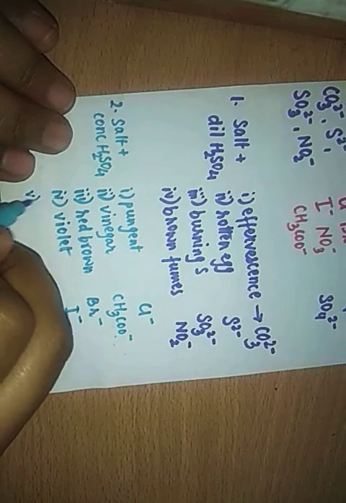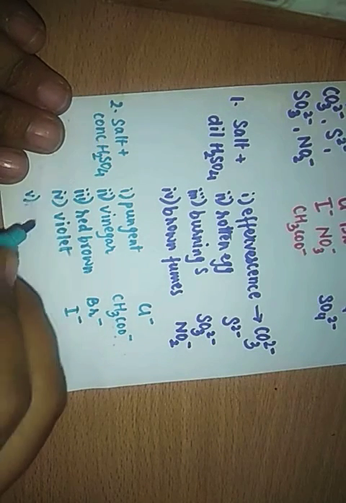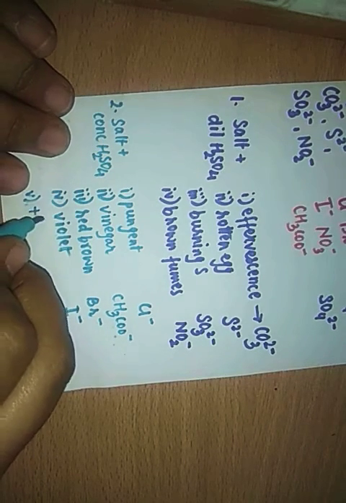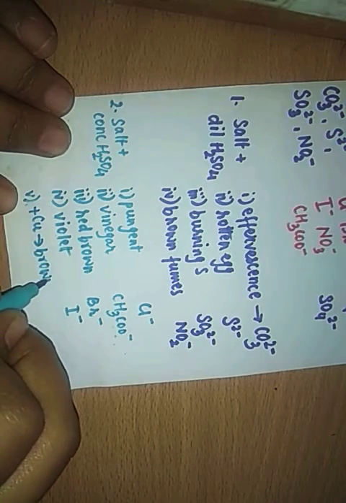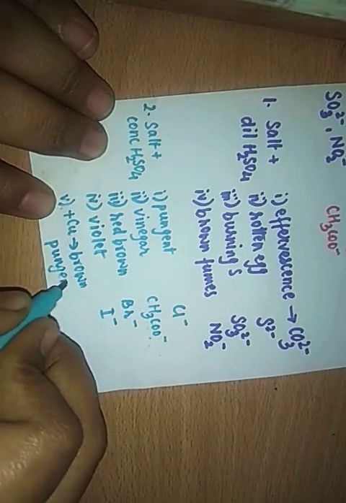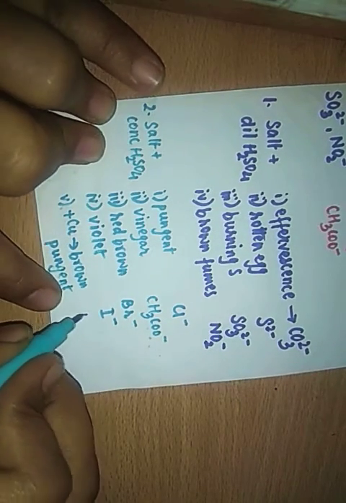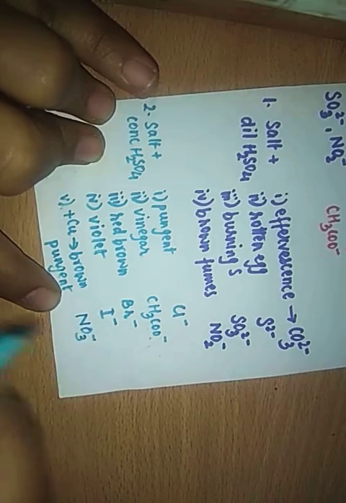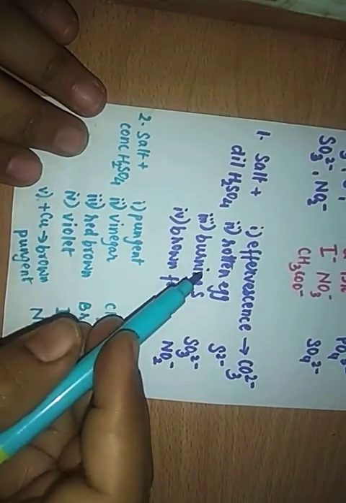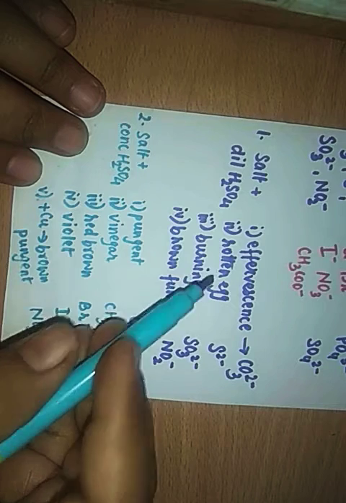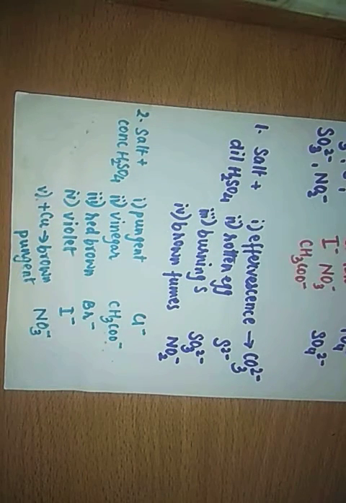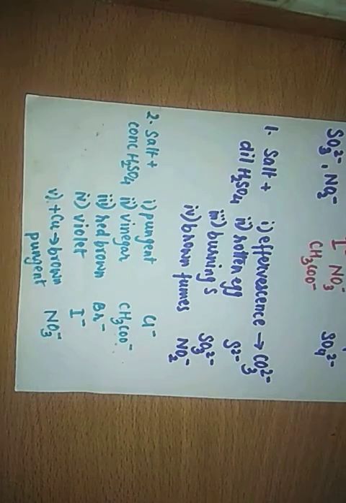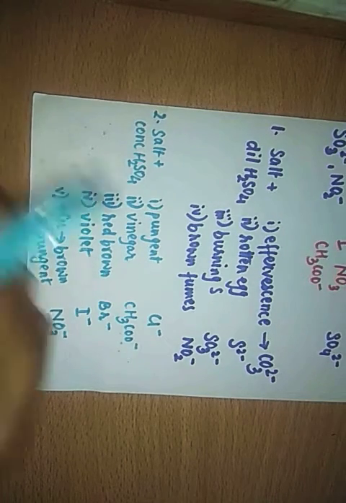And one more thing we can do: we take the salt, add concentrated sulfuric acid, and add copper chips. If it gives a brown pungent gas, then we can confirm that nitrate is present. So this is the dilute sulfuric acid group and this is the concentrated acid group. Now the two independent groups, phosphate and sulfate, are present as independent ions.